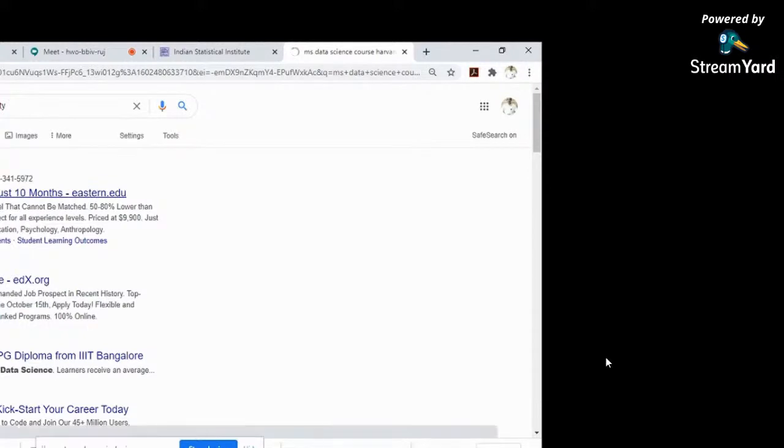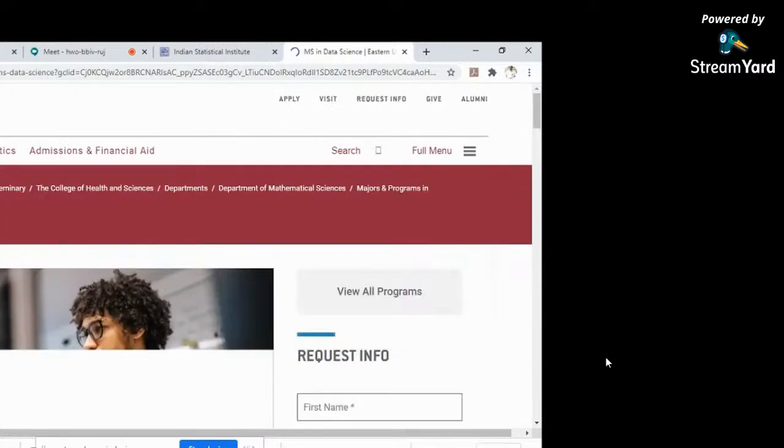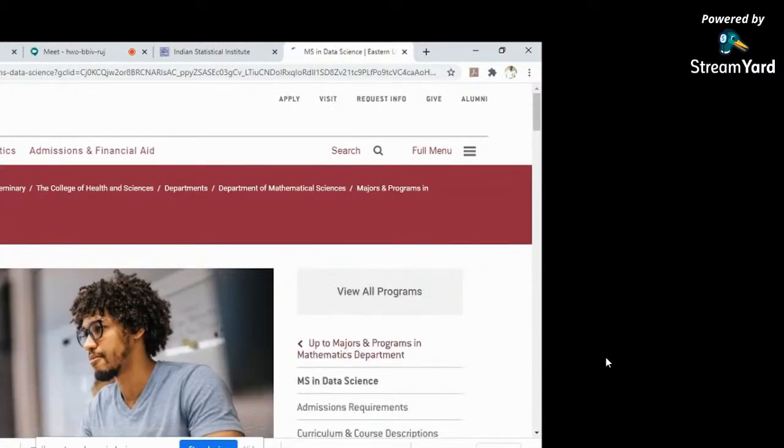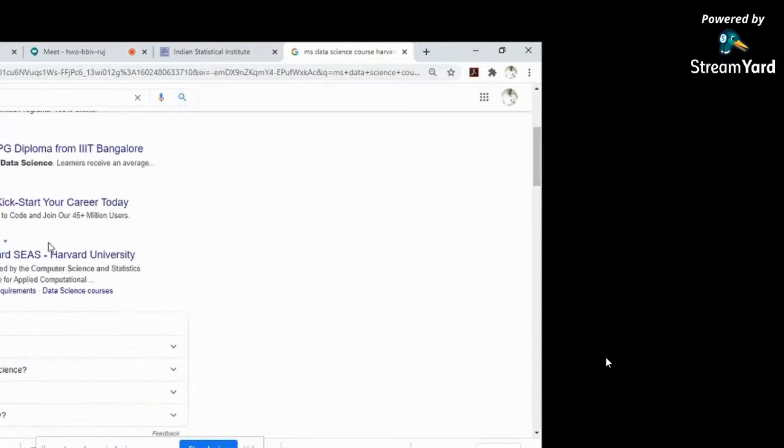Okay, MS in Data Science is there. Another, Eastern University, MS in Data Science. Another is Masters in Harvard University. Likewise, we can see most of the Indian universities have started data science courses, either BVOC course or MSc course.